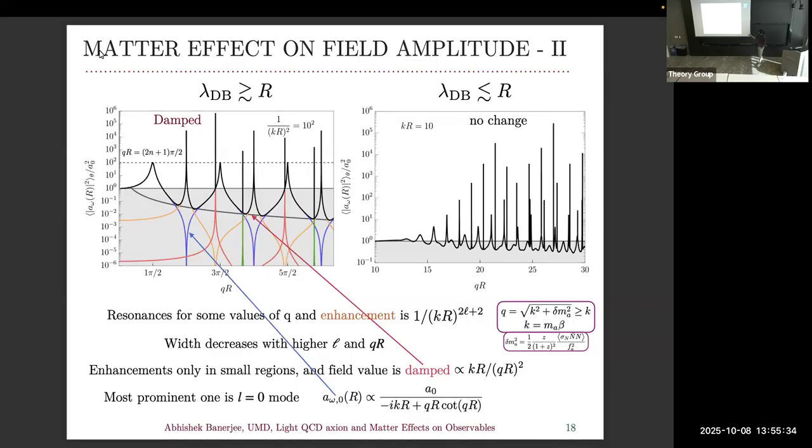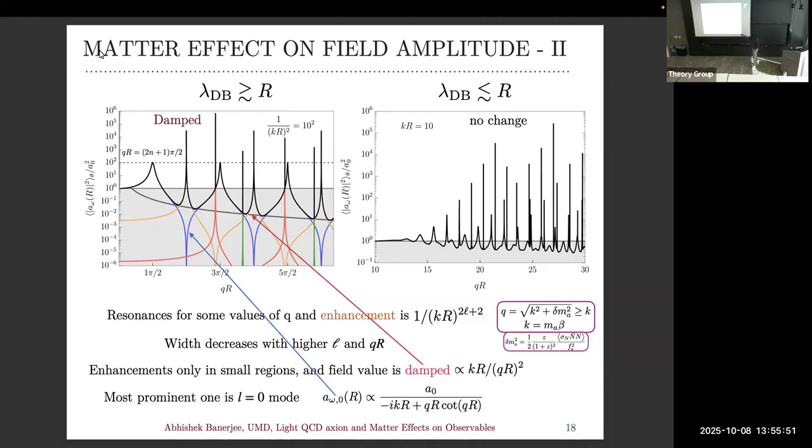So as you see, for some values of this q, there is some resonance, and then there is an enhancement. And the enhancement is of the order of 1 over kR to the power 2L plus 2. Let's match it. For L equals 0, it's 1 over kR squared. So this is 100. For L equals 1, it would be 10^4.